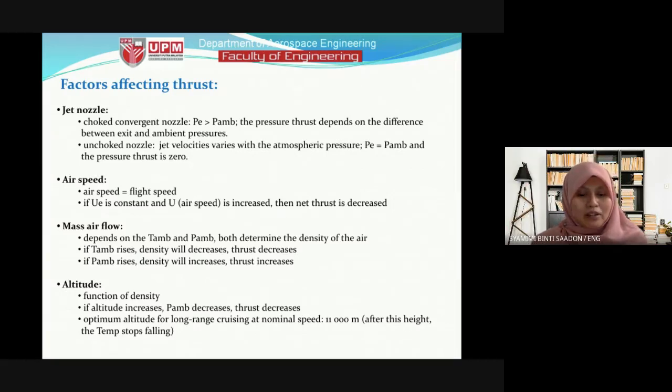And then optimum altitude for long range cruising and nominal speed. However, we have a nominal maximum optimum altitude, which is around 11,000 meters for commercial aircraft. After this height, the temperature will not drop anymore. So 11,000 or 10,000 meters is the optimum altitude for long range cruise to have a nominal speed. For cruising speed, we need around 11,000 meters.